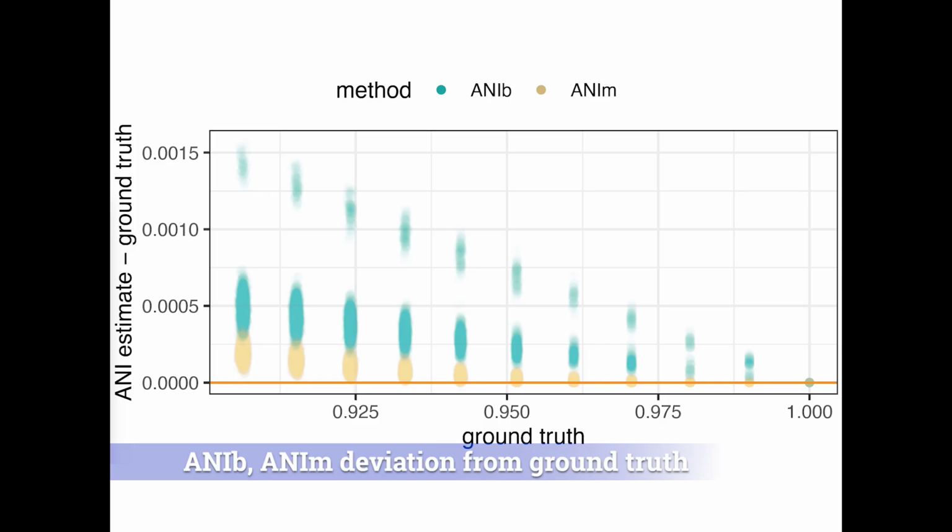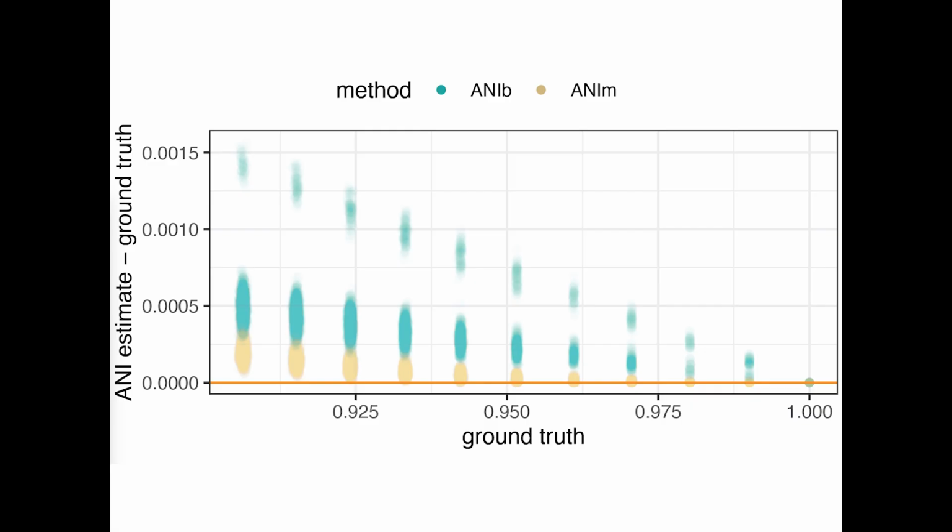ANIm and ANIb appear to perform very similarly, but we can examine their performance more closely. In this plot, we show the deviation from the true pairwise identity on the y-axis and the ground truth on the x-axis. Results for ANIb are shown in blue and those for ANIm in yellow. Two things appear obvious. Firstly, the deviation from the true pairwise identity is typically much larger for ANIb, up to about 0.2%, than it is for ANIm, less than 0.03%. Secondly, the ANIb results are actually two sets of results, one of which is much less accurate than the other.